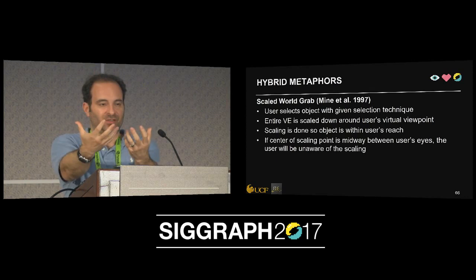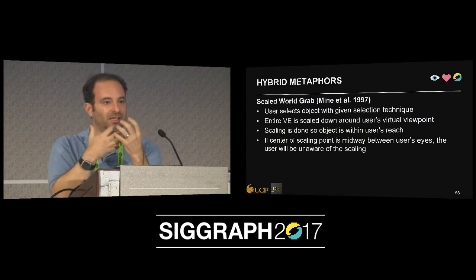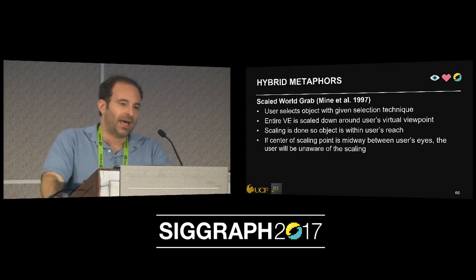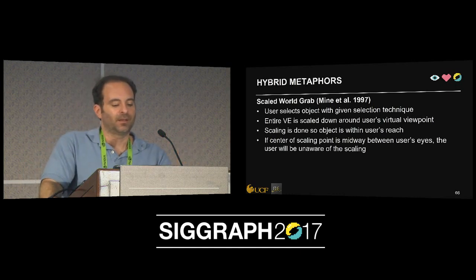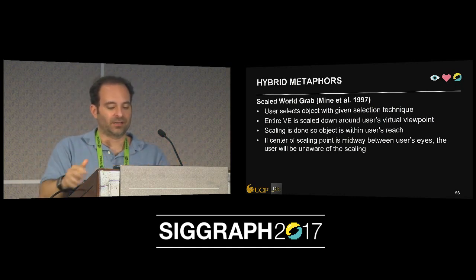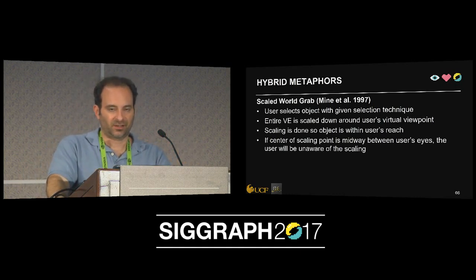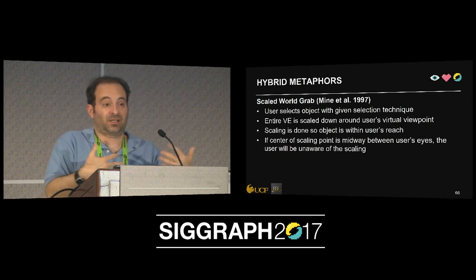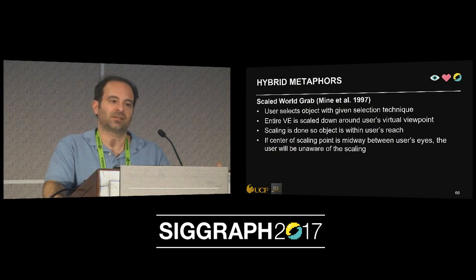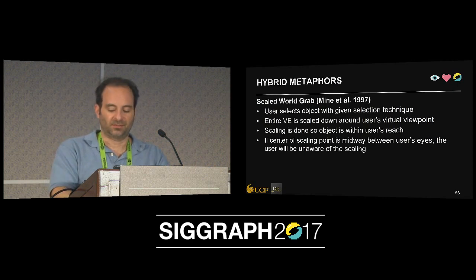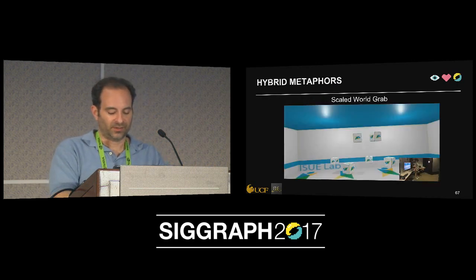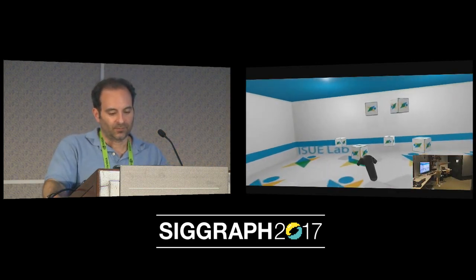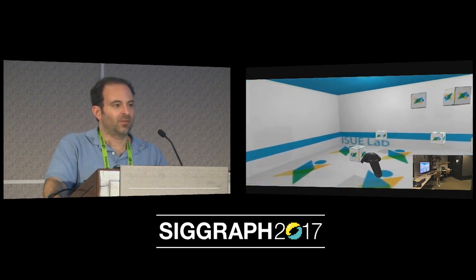So the object actually just effectively is scaled so that it's right in front of you. And if the center of scaling is midway between the user's eyes, the user will be unaware that any scaling occurred, okay, which doesn't make any intuitive sense because it looks like the object is getting bigger, but it actually is not, right? It is internally, but from a perceptual point of view, you can't see it. So here's scale world grab. And it looks very much like image plane.